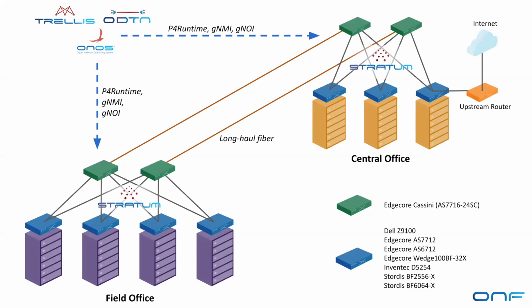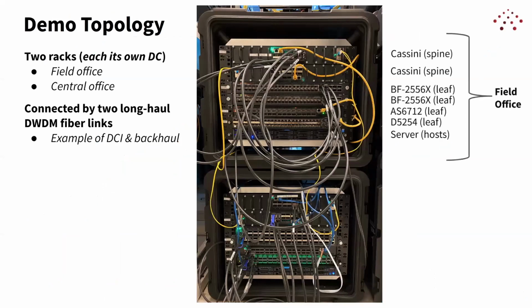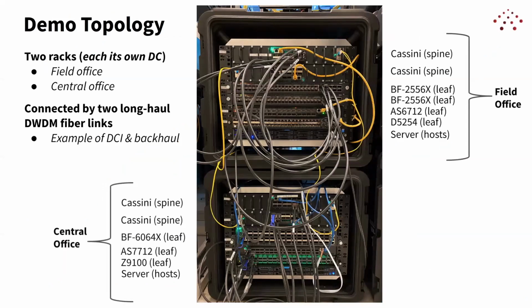We can take a look a bit closer at the actual physical hardware, and we'll see that we implement this topology using 2 racks. The top rack is our field office, and the top 2 devices are the CASSINI spines. Then we have 2 Stratum switches, an Edgecore switch, an Inventec switch, and a server. The bottom rack is our central office, where we have 2 CASSINI spines, a Stratum switch, an Edgecore switch, a Dell switch, and a server. These 2 offices are connected using long-haul DWDM fiber links. These are the yellow links on the left and right-hand side of the screen.